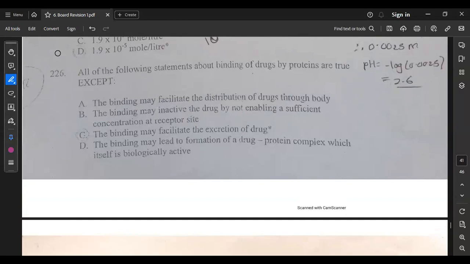Question 226. All of the following statements about binding of drugs by proteins are true except: the binding may facilitate the distribution of drug through the body; the binding may inactivate the drug by not enabling a sufficient concentration at receptor sites; the binding may facilitate the excretion of the drug; and the binding may lead to formation of a drug protein complex, which itself is biologically active. So which of the statements is not true?